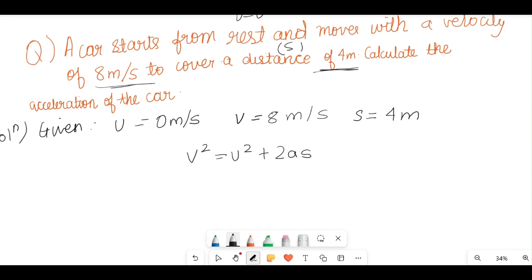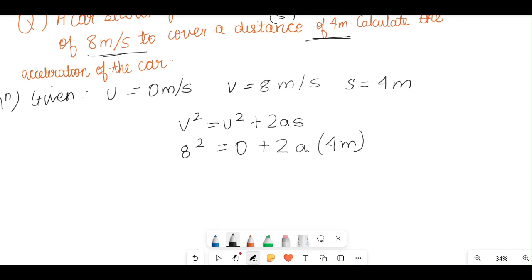v is given to us. v is equal to 8 square. We are given u, which is 0, 0 square. I'm just writing it as 0, plus 2a, which is not given to us. And we are given s, which is 4 meters. How do we go about solving this? We need to find a, or the acceleration of the car.